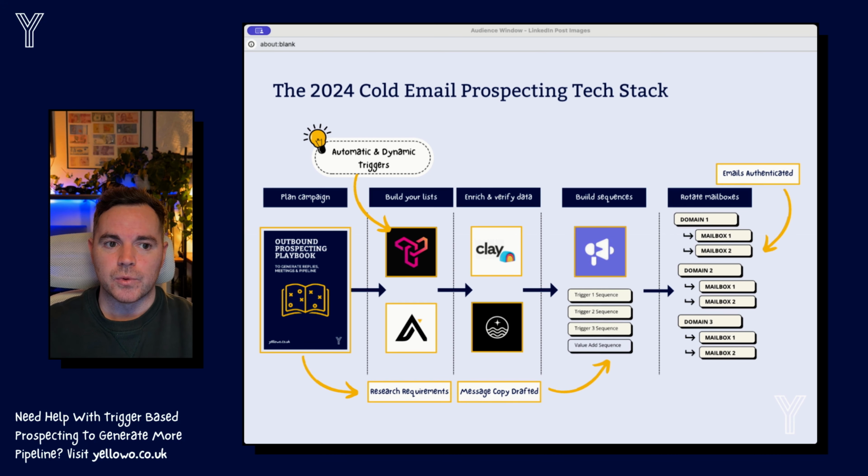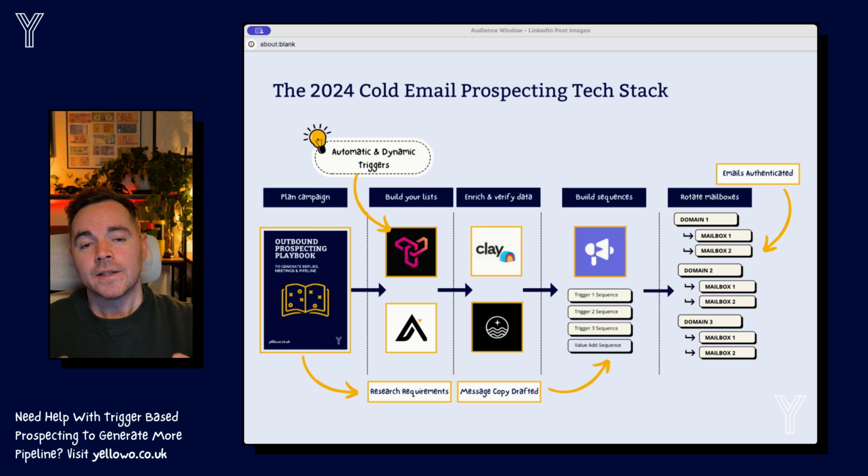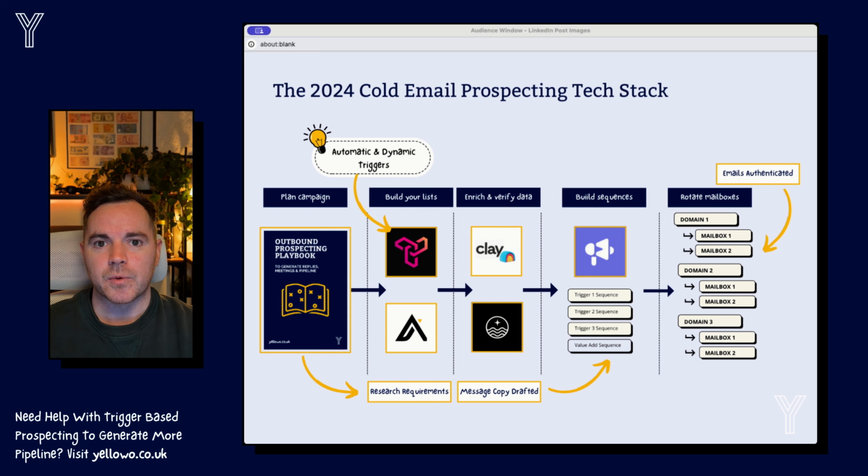The example tech stack that I have here is just showing some different example tools that you can use. One of my favorites is a new tool called Triggerify, which allows you to build automatic and dynamic triggers based on people starting in new roles or hiring particular roles at the moment. Now, these lists are dynamic in the sense that every week or every day it searches through additional data points to find new companies who are hiring for a particular role, as an example.